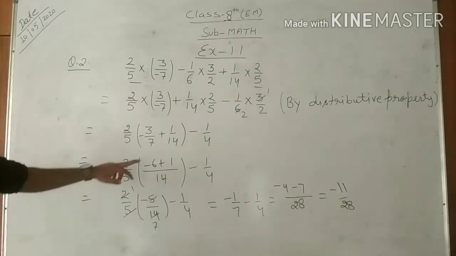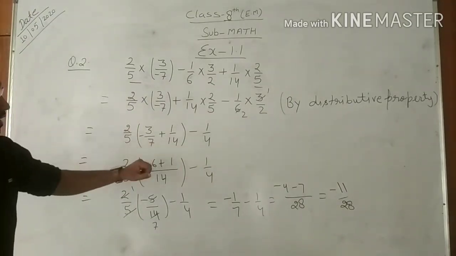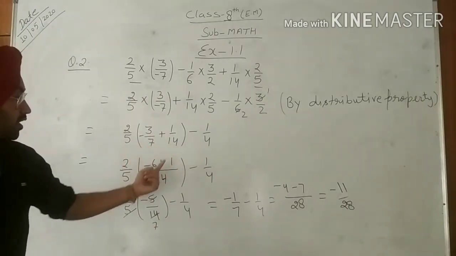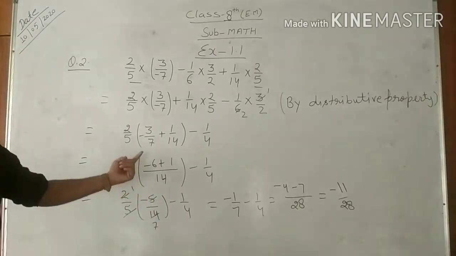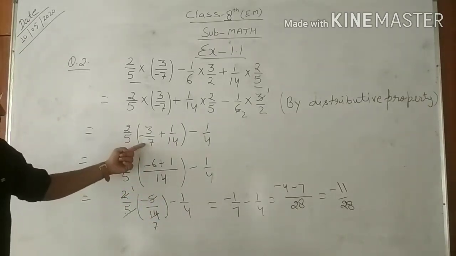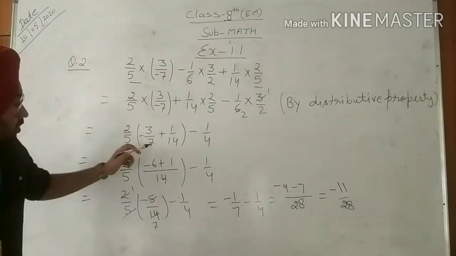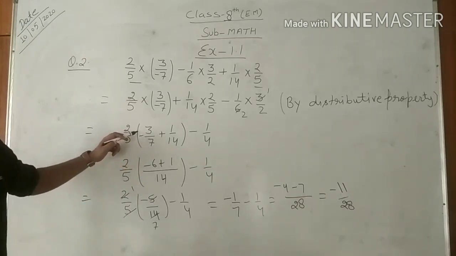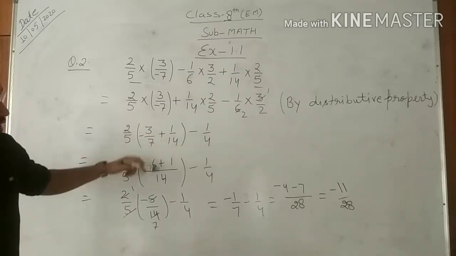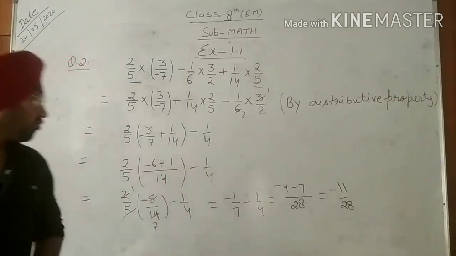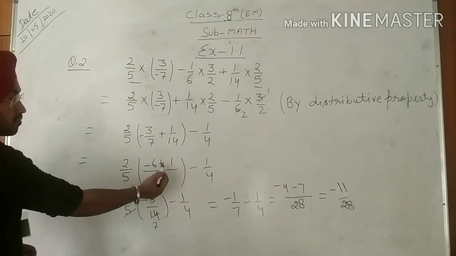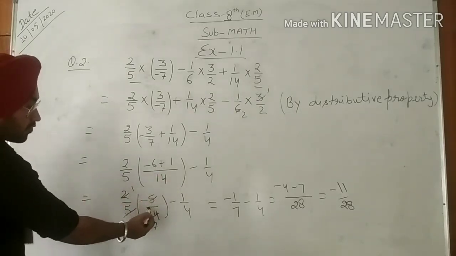Here 2 upon 5, and in this bracket we take LCM of both two rational numbers. The LCM of 7 and 14 is 14. Then 14 is divided by 7 two times, and we multiply 2 by 3 and we get minus 6 here. When 14 is divided by 14, we get 1 and 1 1 ja 1. Here it becomes minus 1 upon 4. So 2 upon 5, and we get minus 6 plus 1, and we get minus 5 here.